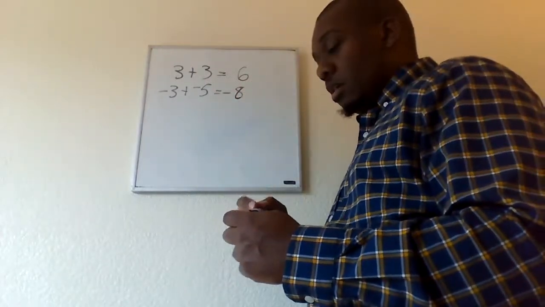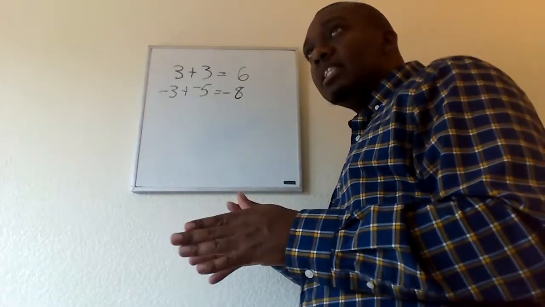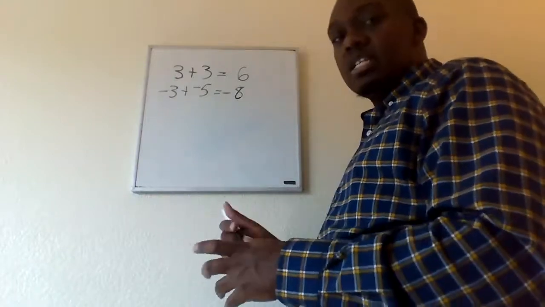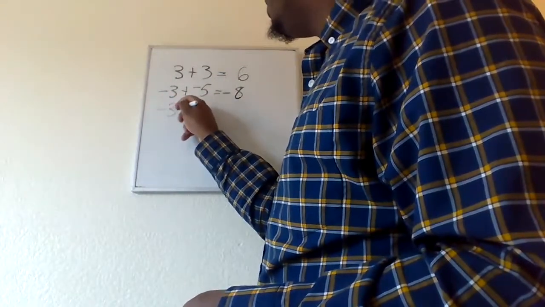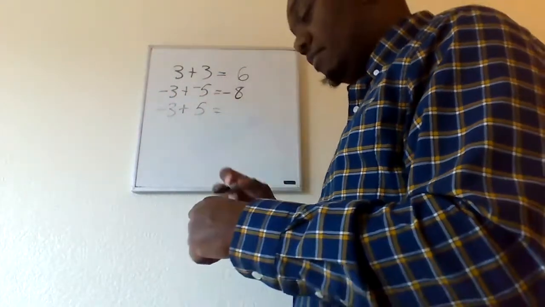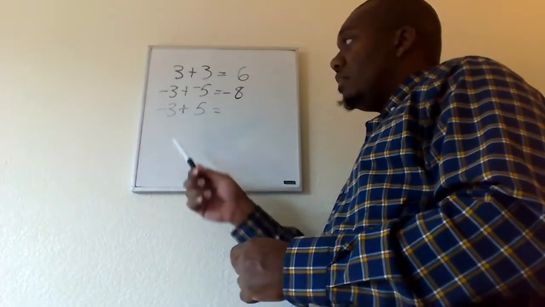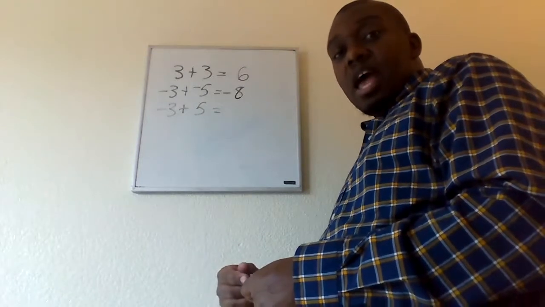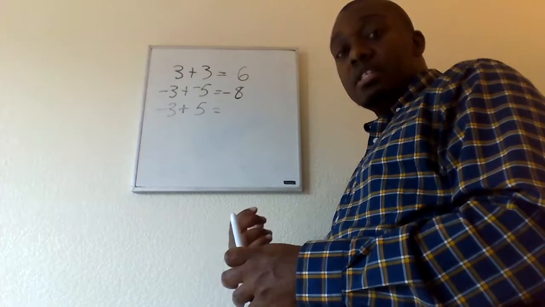Okay, I think I can handle that. I can handle when they're both positive and I can handle when they're both negative. But what about when it's all mixed up? That's the part that really gets me. All right, let's talk about that. Let's say we have negative 3 plus 5. Negative 3 means we have 3 negatives, and positive 5 means we have 5 positives. Just to give you a visual of this, I'm going to draw an example up here.